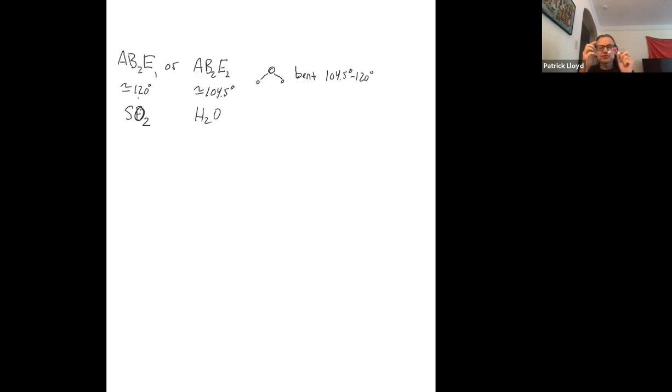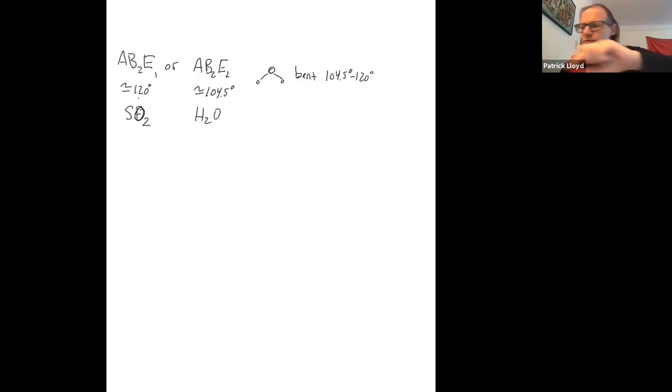I didn't draw the lone pairs in here. Okay, the lone pairs end up making a difference. So that's the first one. I want to show you why the lone pairs are important in terms of the bent. And I guess what I'll do is I'll show you with water first. Do this one here.